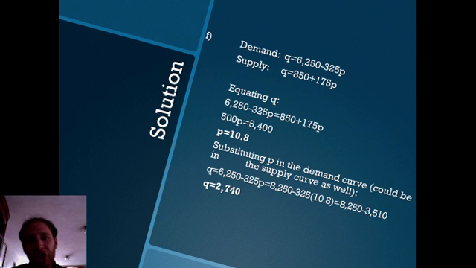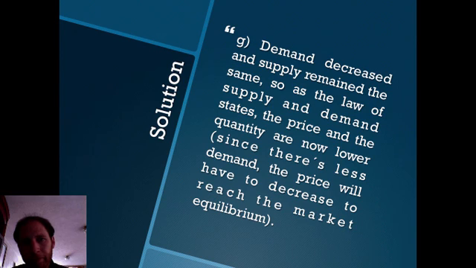Then demand changes. Here we have the next equation. We solve, we get the equilibrium. This is a new equilibrium. And well, what happened in terms of supply and demand? In this case, demand decreased and supply didn't change. So, by the law of supply and demand, we know that price and quantity will go down. Okay, they are now lower, and just using common sense, fewer people now want the product, so price will have to go down, right, to reach the market equilibrium.